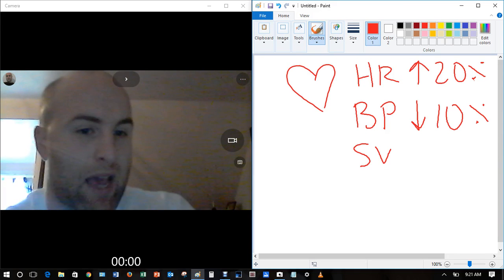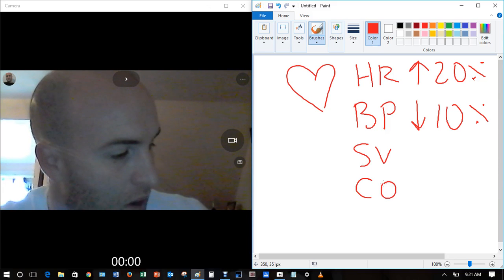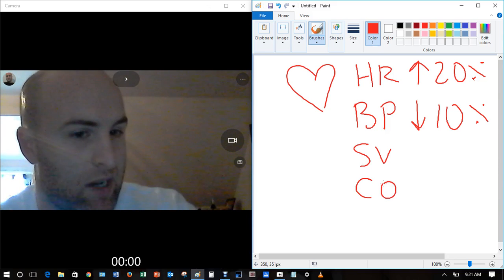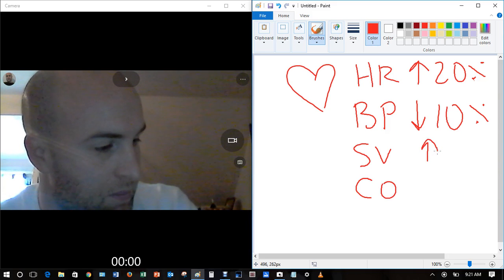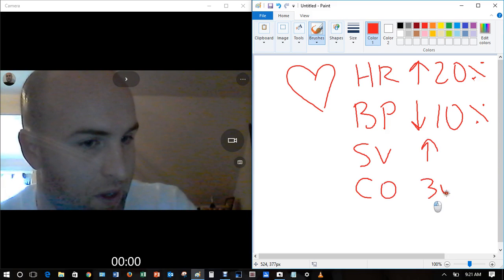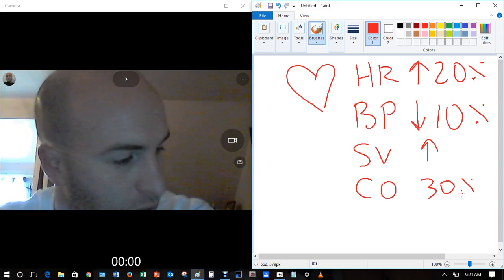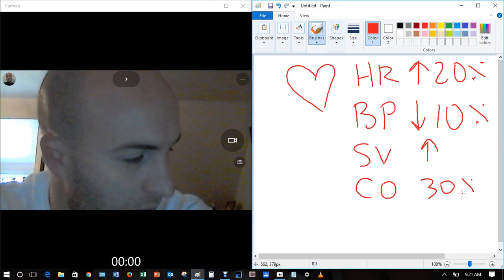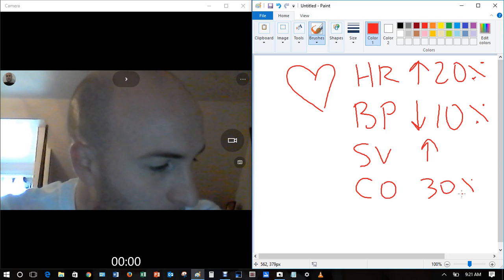Now, what about cardiac output? CO, cardiac output. It rises rapidly by 20%. Then gradually increases an additional 10% by 28 weeks. So total cardiac output increase is 30%. The first 20% is pretty fast, and then the last 10% on top of it is by 28 weeks. So cardiac output increases.